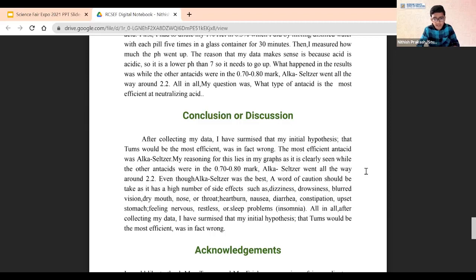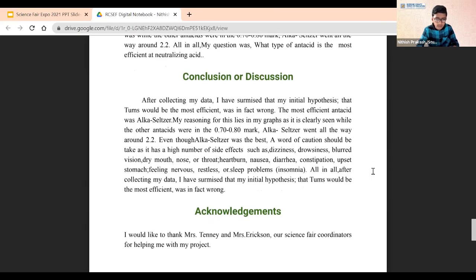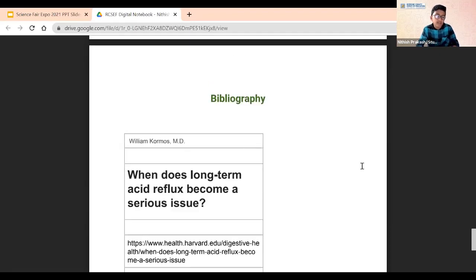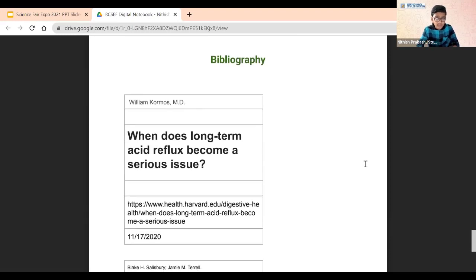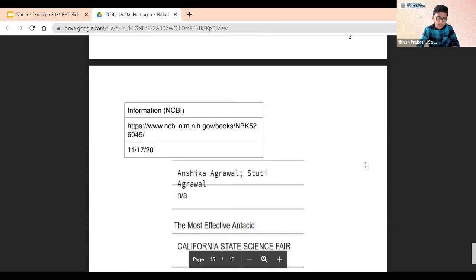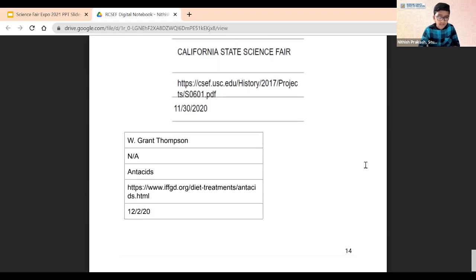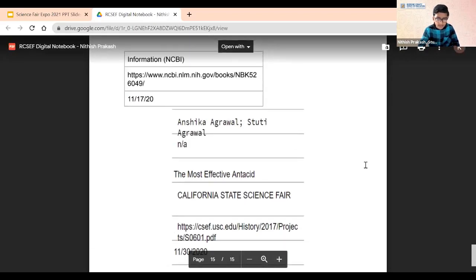And I added something extra. You don't need to do this, but this will definitely help you if you want to go up in the levels of science fair. I wrote that Alka-Seltzer was the best, but there are a high number of side effects. So we got acknowledgements. I just thanked my science fair coordinators, Miss Tenney and Miss Erickson, for helping me with my project. Then here's your bibliography. I put what information I got, the titles, and I actually used a different project that was similar to mine.